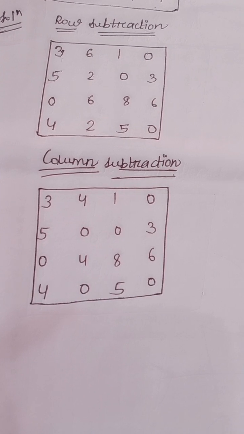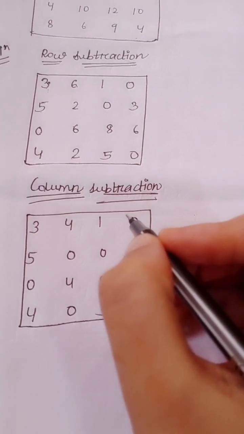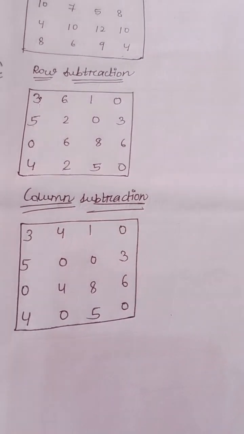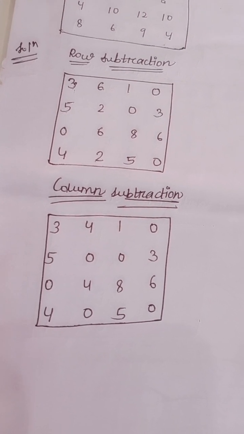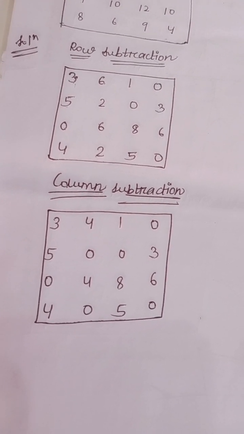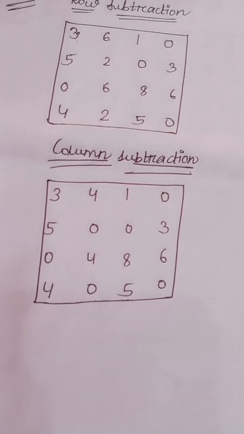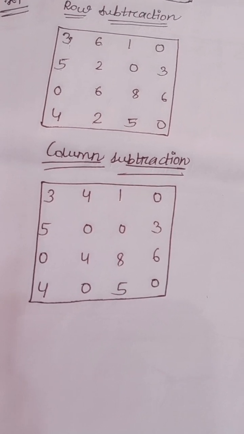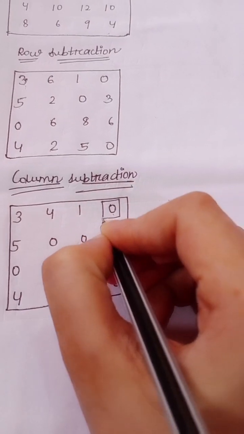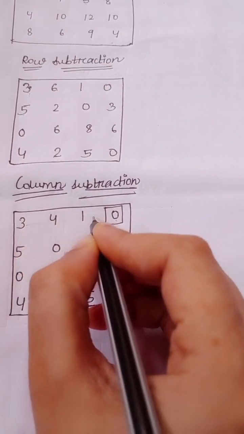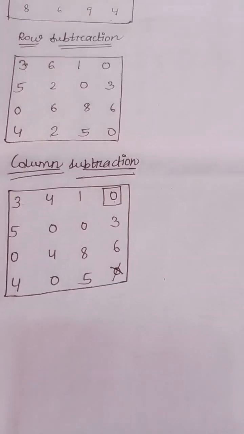Now, step 4, the last step. Now, we have to assign. Means, enclose the 0 in a rectangle. Starting with row 1, you assign a single 0. If there is more than one 0, then cross all the 0s in that row as well as in the column. So, see in the first row, here is the 0, we will enclose it in a rectangle. No 0 is there in the row and column here. Then we will cross over this.